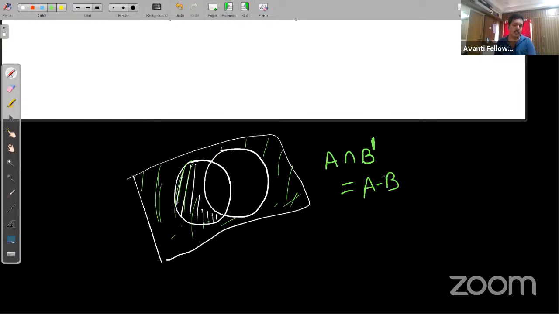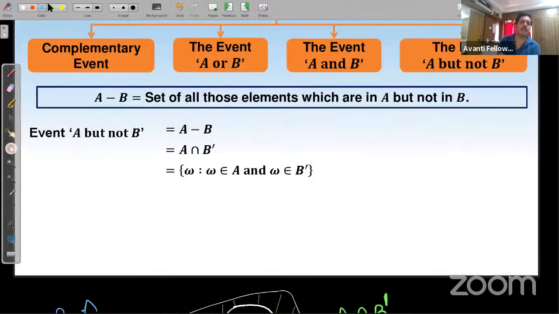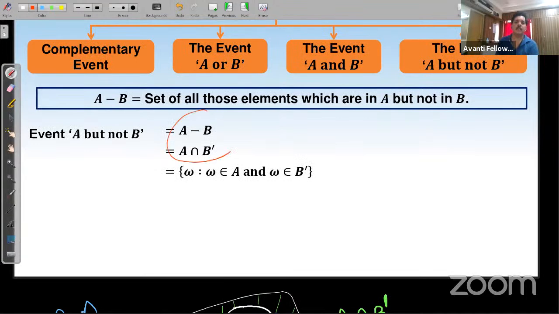So please remember this one. Whenever A minus B, it is also called A intersection B complement. Similarly, if someone is talking about B minus A, it is also equal to B intersection A complement. So that is what he has given here. This is important, guys.